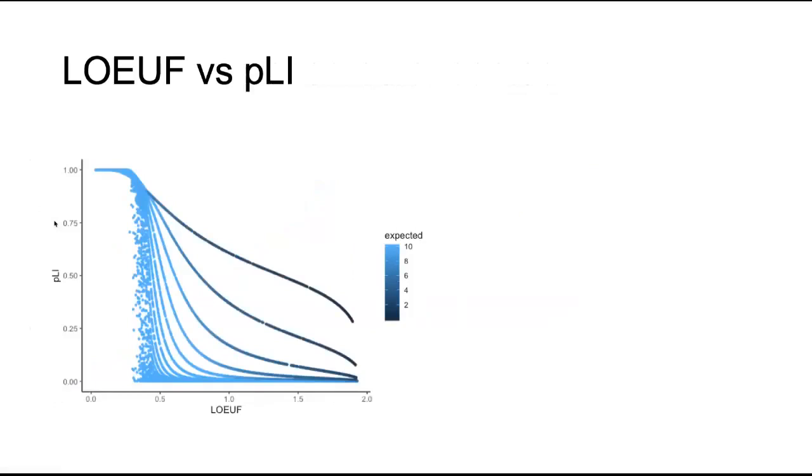If you look at LUF versus PLI, you see that indeed all the genes that are kind of high PLI are also low on the LUF scale. So just to be clear, we've kind of flipped the scale now. Lower LUF value means more constraint.